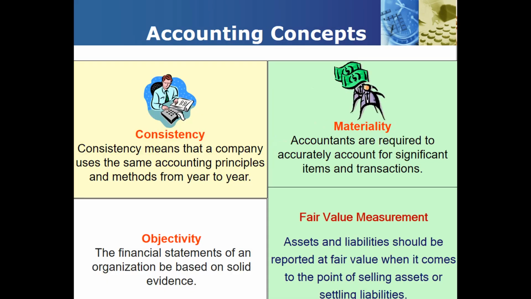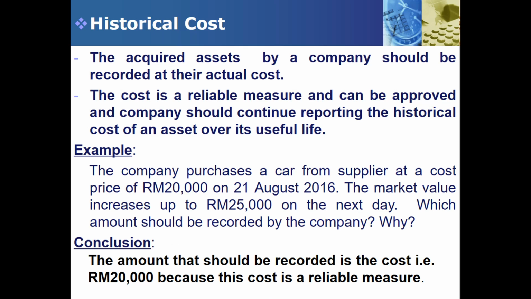Next. Ninth concept: consistency. Consistency means that a company uses the same accounting principles and methods from year to year. Tenth concept: objectivity. The financial statements of an organization must be based on solid evidence. Eleventh concept: materiality. Accountants are required to accurately account for significant items and transactions. Twelfth concept: fair value measurement. Assets and liabilities should be reported at fair value when it comes to the point of selling assets or settling liabilities. The next slide will explain the sample situation and conclusion with the accounting concepts.